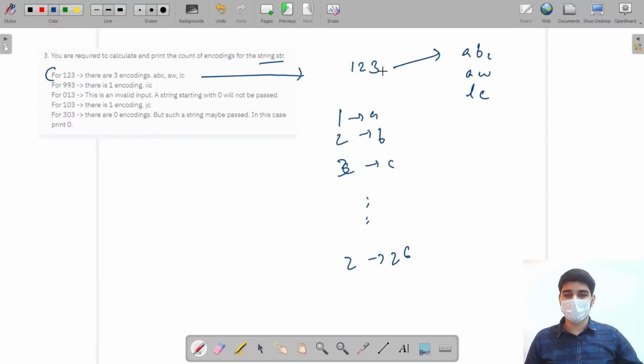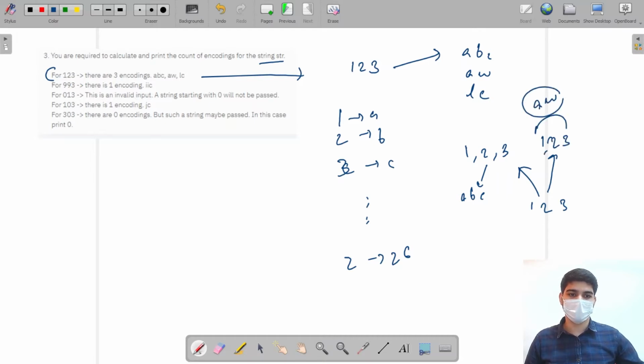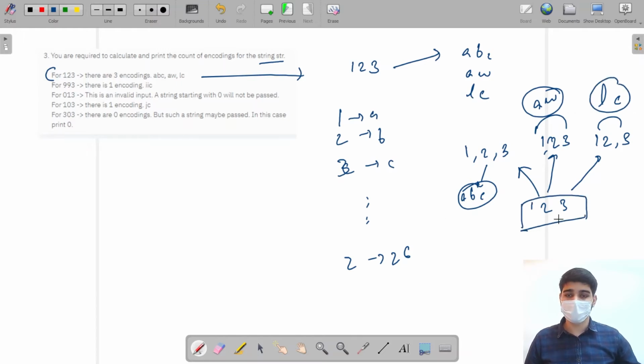So for 1, 2, 3, if it goes as 1, 2, 3, we would get A, B, C. If 1, 2, 3 goes as 1, 23, we would get AW as the encoding. If 1, 2, 3 goes as 12 and 3, we would get L and C as encoding. These are the 3 encodings that are possible with the string 1, 2, 3, and we just have to give the count of these encodings. So the answer would be 3 in this case, which is over here.